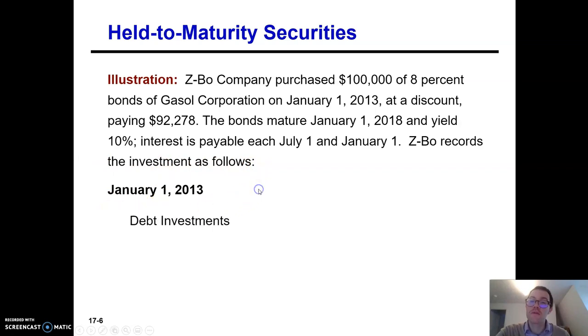Well, here's what they do, guys. They debit an asset account called debt investments, and they credit cash. Pretty simple.